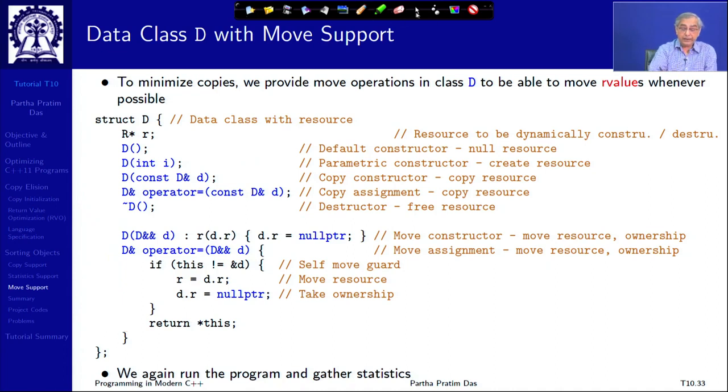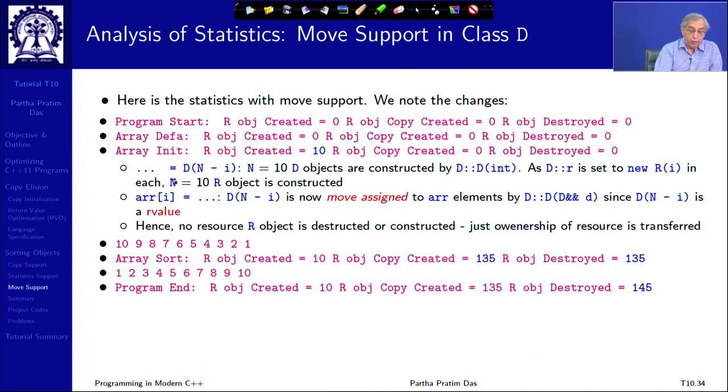So, how will that impact? It will impact in the sense that if I run the program again, when I am doing ARR[i] assigned D(n - i), D(n - i) is a constructed object and an R value. So, in this assignment, it is not the copy assignment which will bind, it is a move assignment that will bind. And in the move assignment, I will simply move the resource, I do not need to copy the resource. So, after 10, when I do this, I will have only 135 copies made instead of the 145 I was earlier having, because these 10 copies and destructions that were required here are saved. So, some benefit has been obtained.